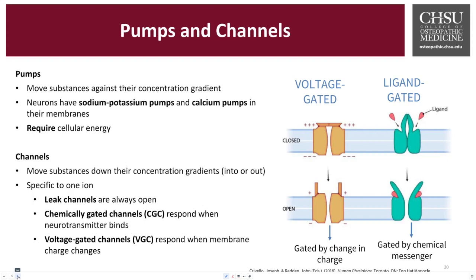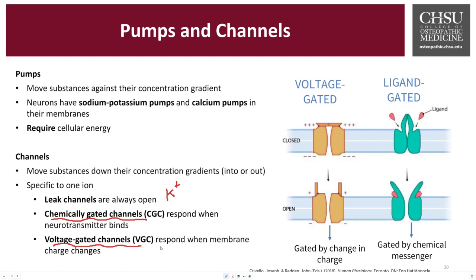They're oftentimes specific to one dedicated kind of ion. Leak channels are channels that tend to be open all the time. They're dominated by the potassium channels that are found in the neuron. We also have chemically gated channels called CGCs. These are the receptors that respond to a neurotransmitter binding to that channel. And we also have voltage-gated channels, abbreviated as VGCs, and these ones can respond to a change in the membrane potential.